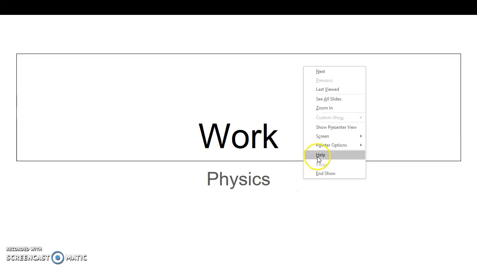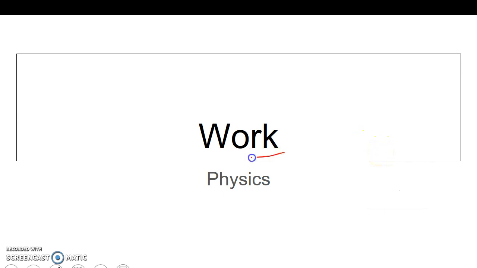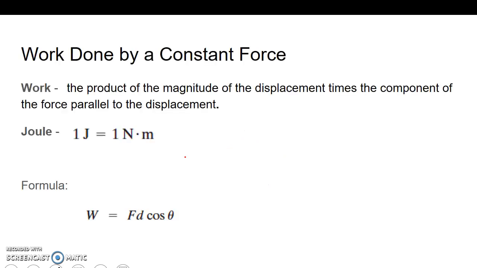We will start talking about work. Now, work, as you look at it, is different than what we're probably used to. We just think we're getting paid to do something. Work in a process of physics is different by definition. Work is the product of the magnitude of displacement times the component of the force parallel to the displacement.